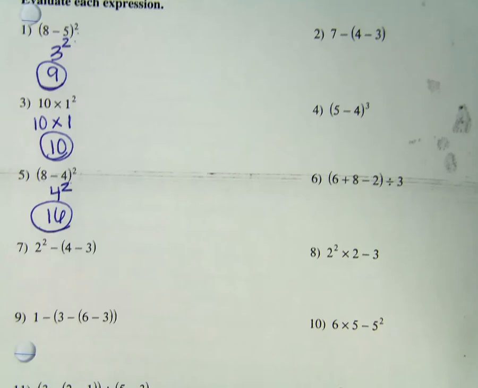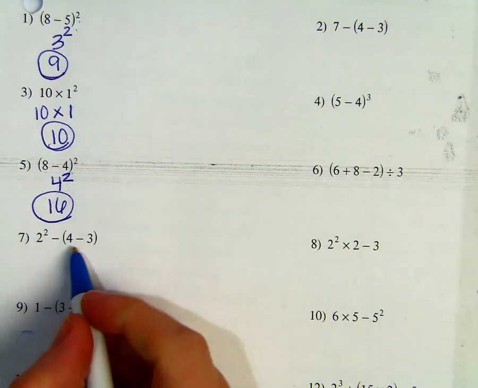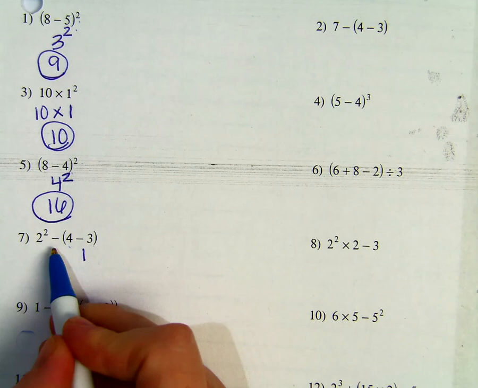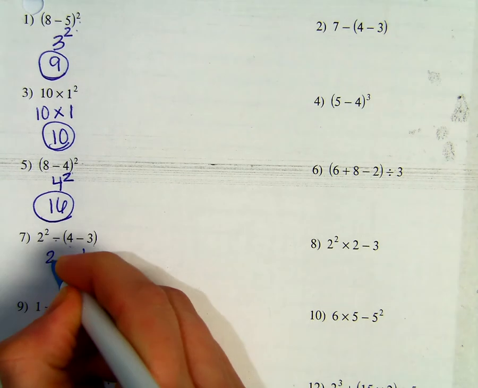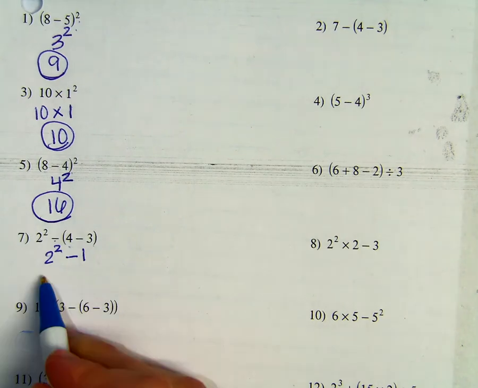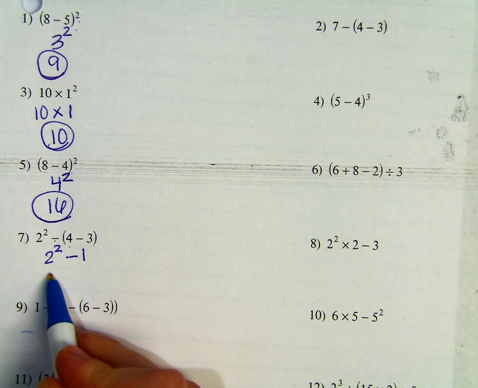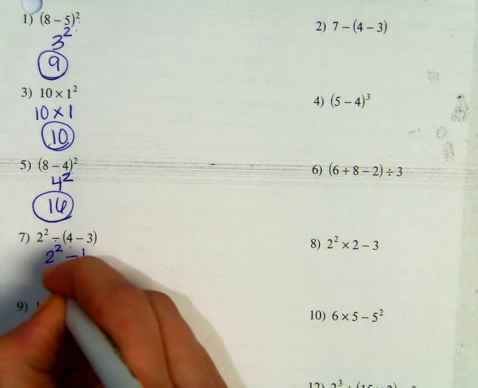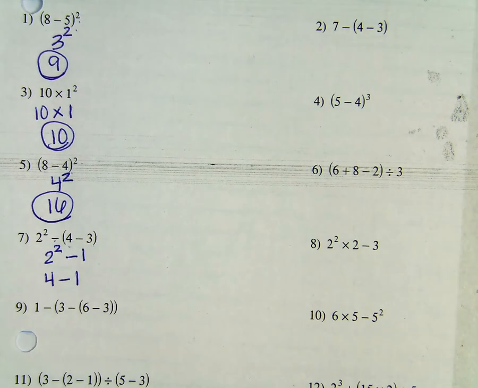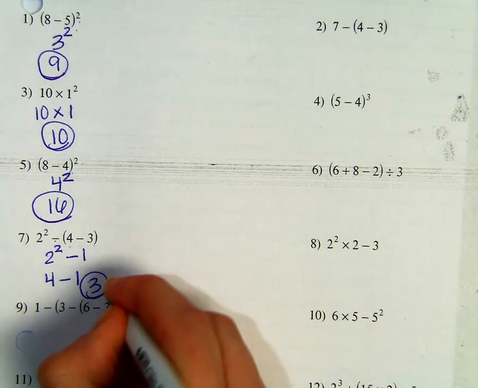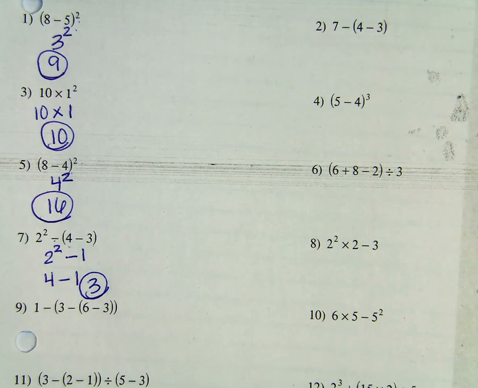For number 7, you do have parentheses, so you want to start there. 4 minus 3 is 1. The parentheses can be dropped because you've done everything inside of the parentheses. Bring this minus sign down. Bring the 2 squared down. Now you have exponents and subtraction. You would do exponents next. 2 squared means 2 times 2, which is 4. Bring down the minus 1. Now you just find 4 minus 1, which is 3.